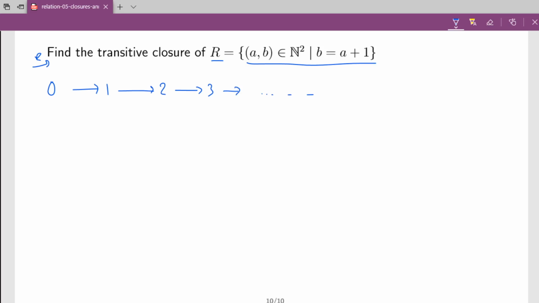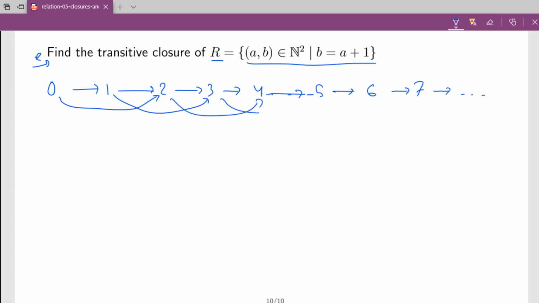And what about the transitive closure? We want to make sure that all the two hops are connected by a shortcut, right? So therefore, for example, you must have this, you must have this. Let's just extend the sequence. So you must have this, must have this, you must have this, and you must have this, and so on, right?